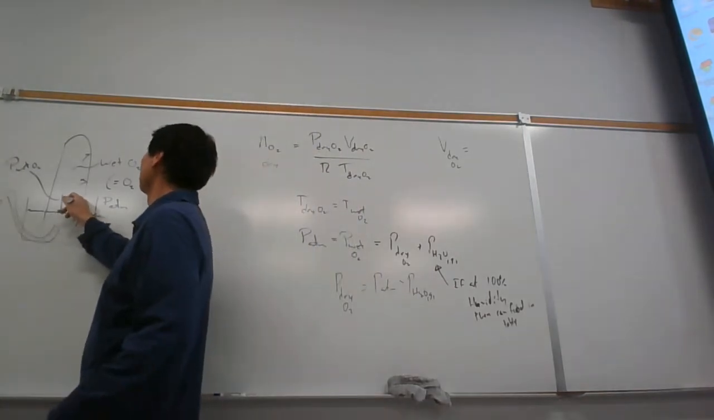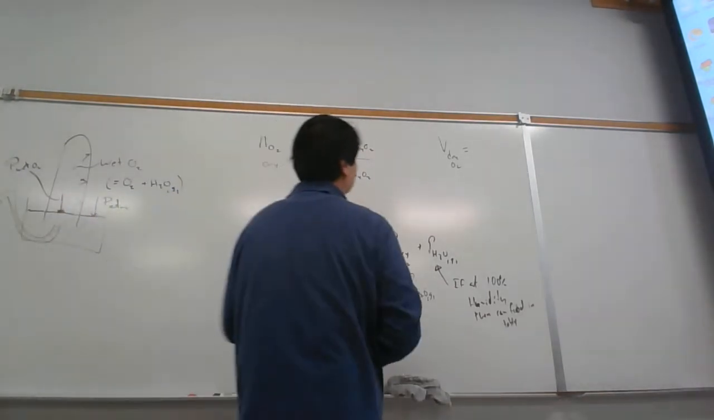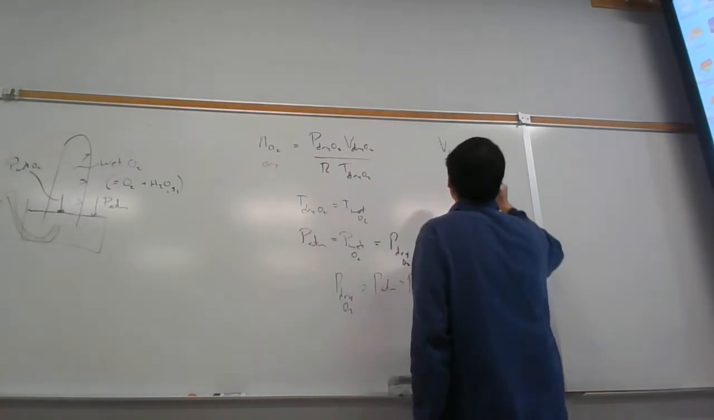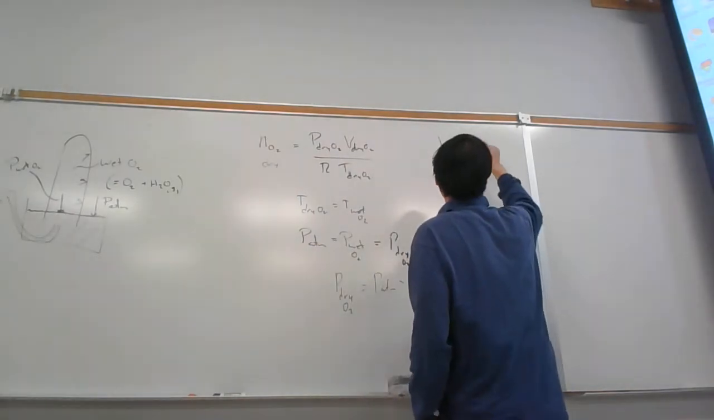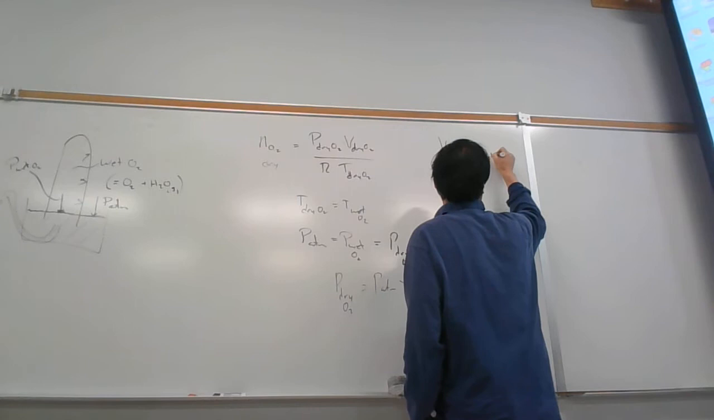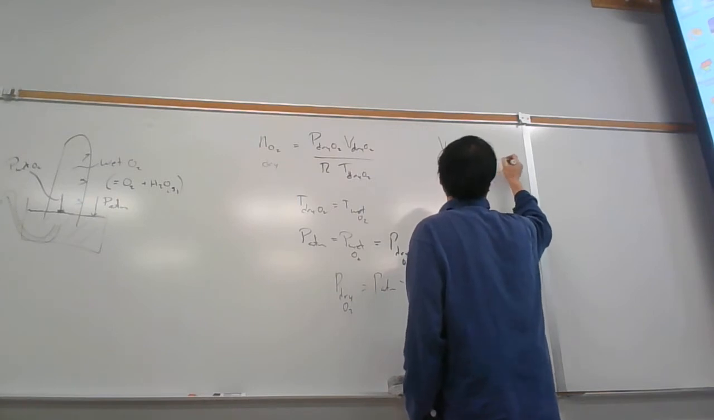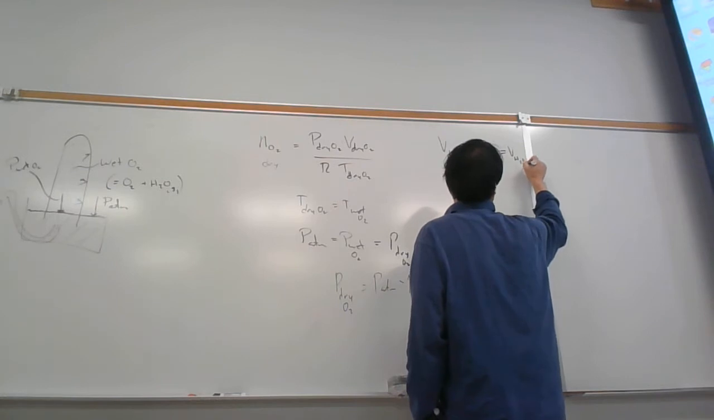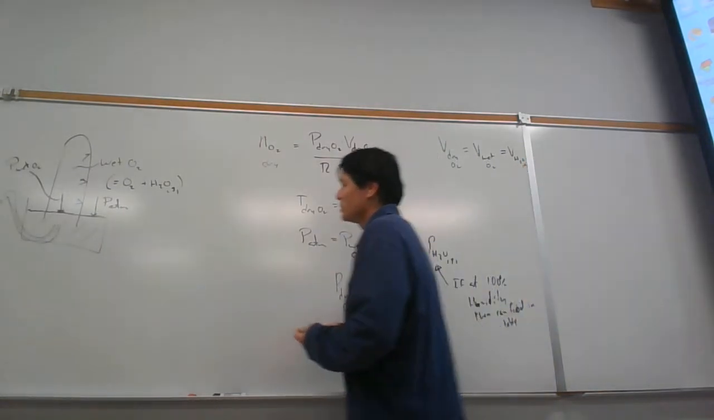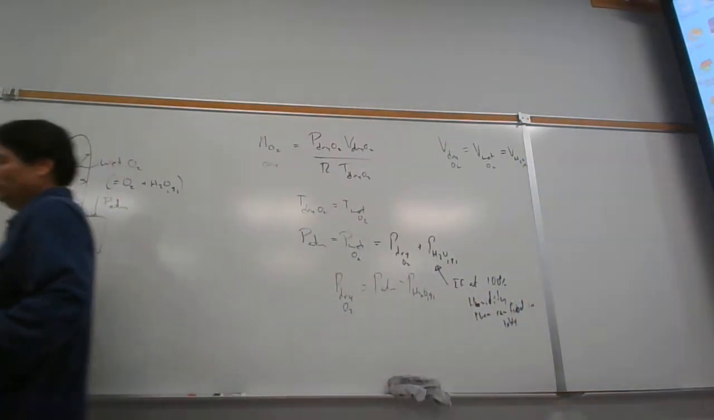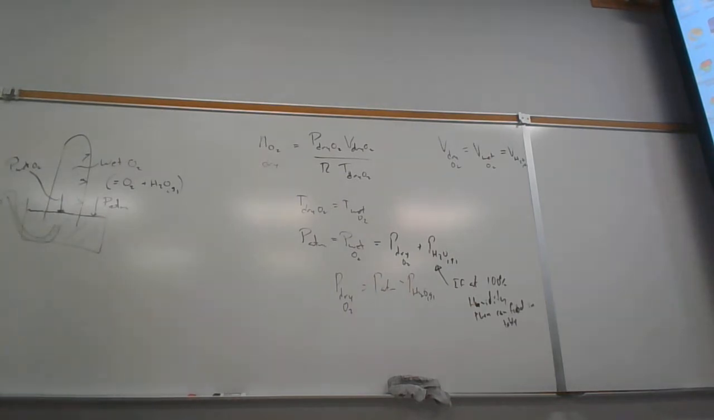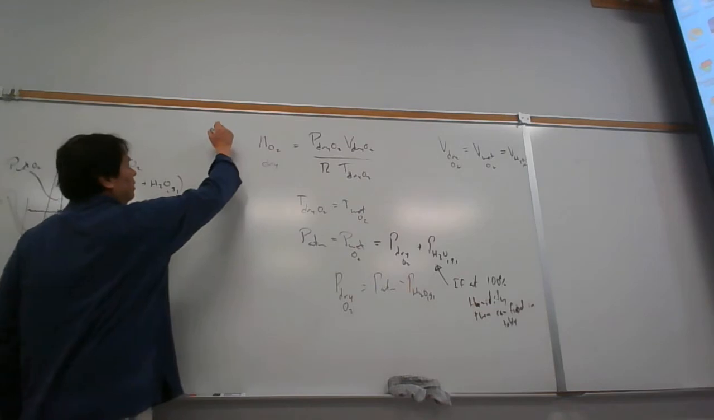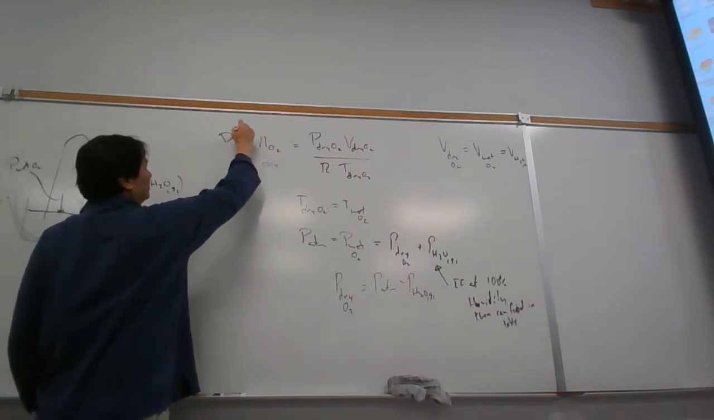So the volume of dry O2 is equal to the volume of the wet O2, which is equal to the volume of the water vapor. All the gases occupy the same container here. So this is Dalton's.